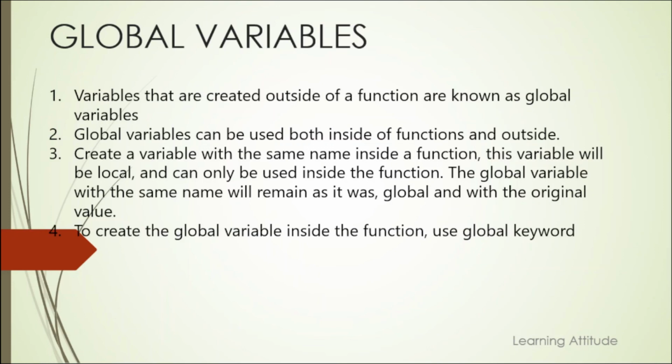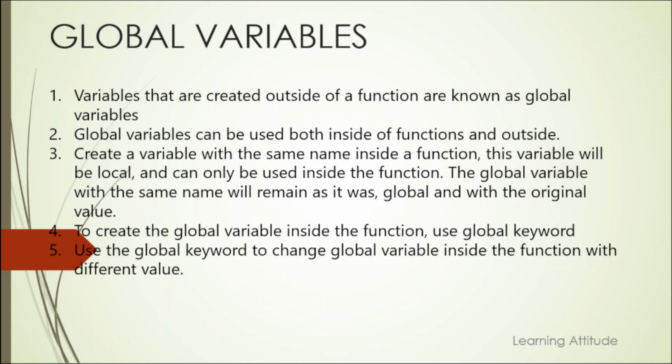To create the global variable inside the function, use a global keyword. So in last example, we have used the same name of global variable inside the function, but that was a local variable. So to declare the global variable inside the function, we have to use the global keyword. So outside the function, you don't need to declare any global keyword there, but inside the function you have to declare the global variable.